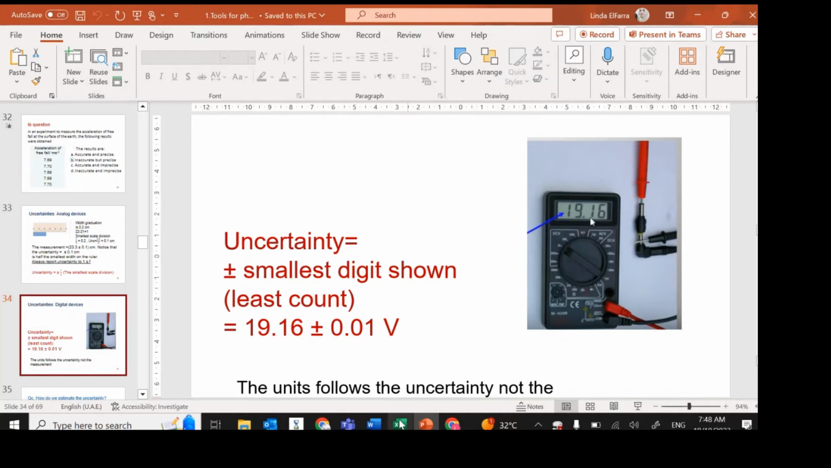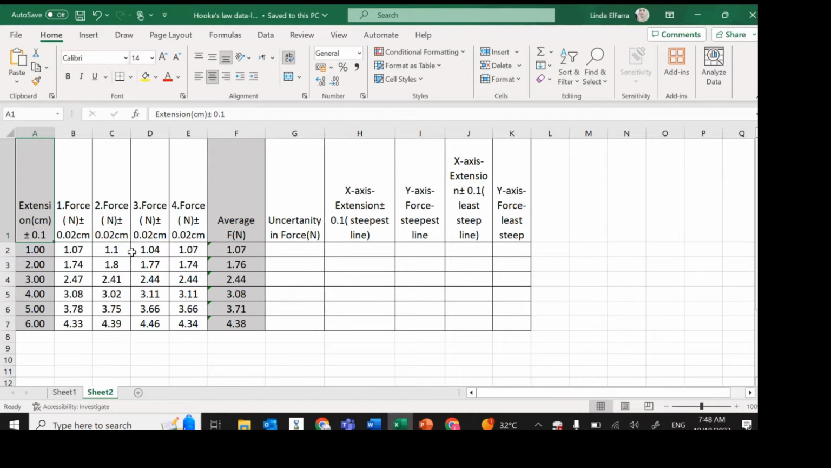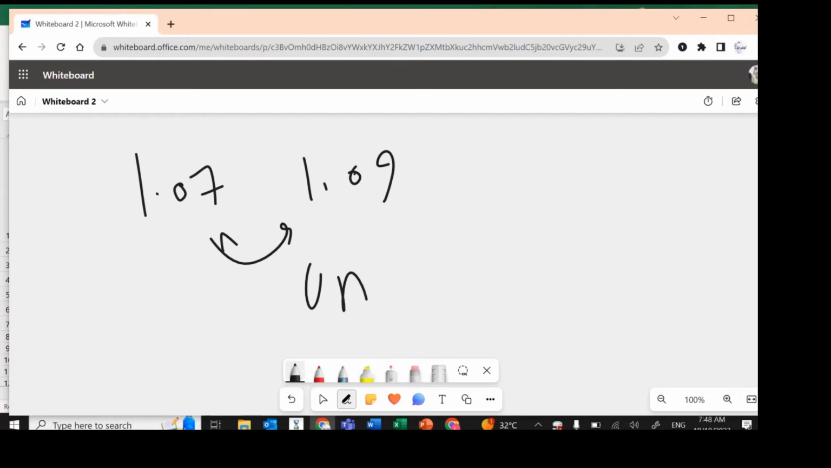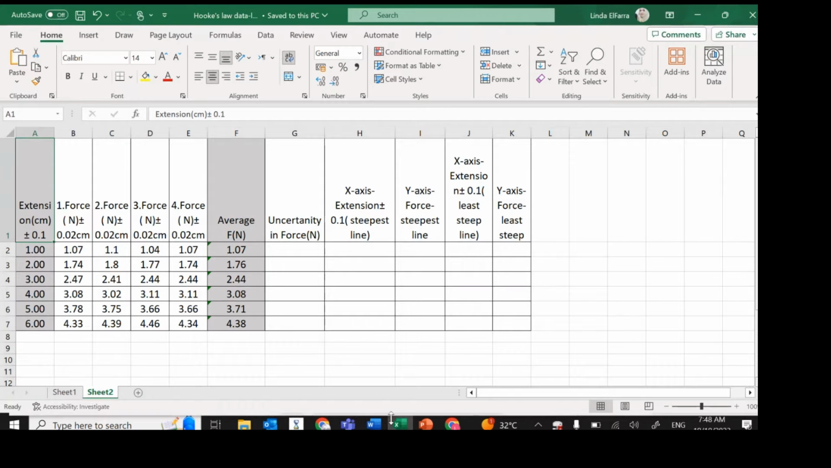For a digital device, we used in class the value jumped between around 1.07 and 1.09. So the uncertainty, if you take the difference between these two values, is 0.02 in Newton. So we're going to take this value, and it's really important to state how you arrived at this value in your lab report or even your IA.